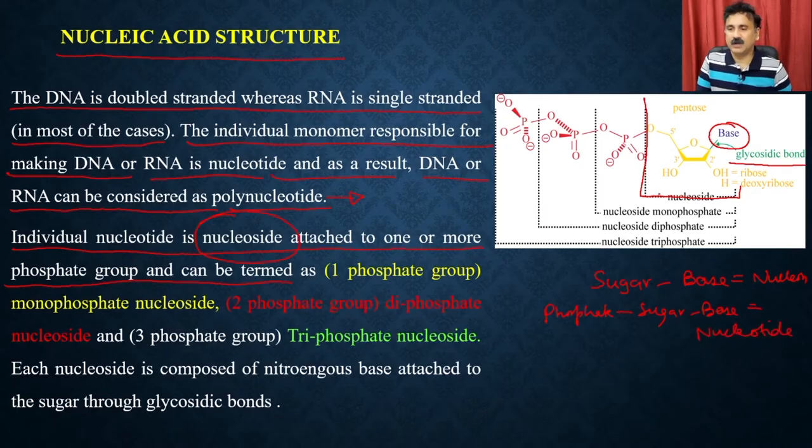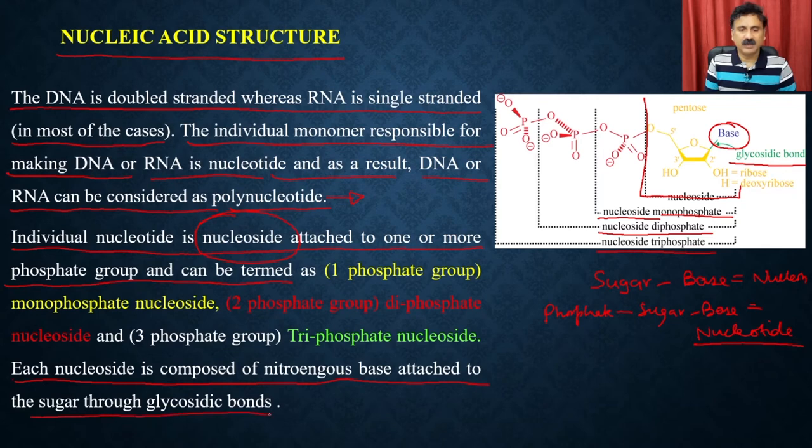In some cases you can also call it a nucleoside monophosphate. If it is one phosphate molecule, you call it a nucleoside monophosphate. If it is two phosphates, it will be called a nucleoside diphosphate. And if it is three phosphates, it is called a nucleoside triphosphate. You can also call it a nucleotide, right? So a nucleotide could have one phosphate group, two phosphate groups, or three phosphate groups. Each nucleoside is composed of the nitrogenous base attached to the sugar through the glycosidic bond. So this bond is the glycosidic bond, which links the base to the sugar.